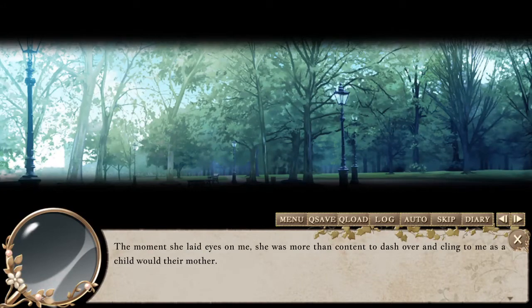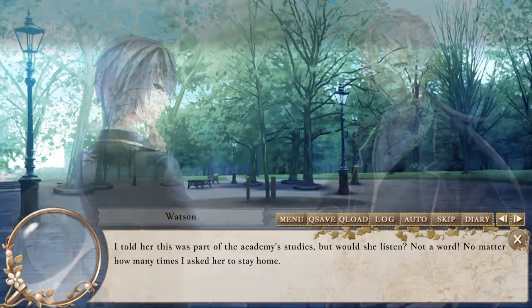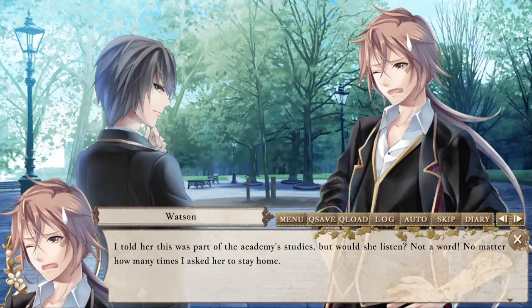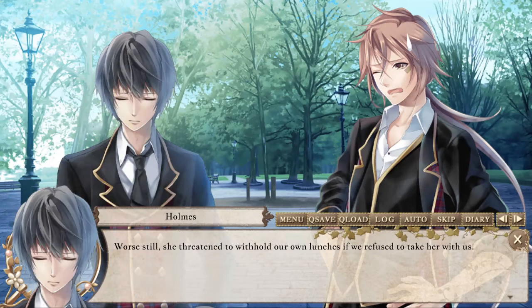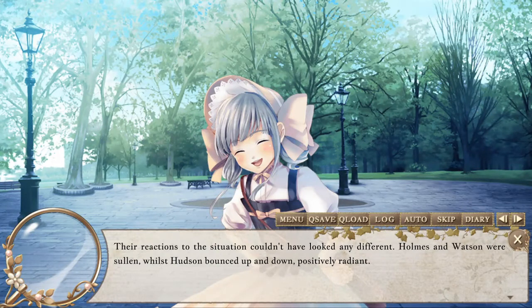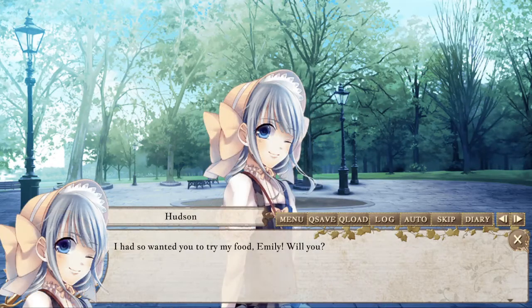The moment she laid eyes on me, she was more than content to dash over and cling to me as a child would their mother. I told her this was part of the Academy studies, but would she listen? Not a word. No matter how many times I asked her to stay home. Worse still, she threatened to withhold our own lunches if we refused to take her with us. Their reactions to the situation couldn't have looked any different. Holmes and Watson were sullen, whilst Hudson bounced up and down, positively radiant.